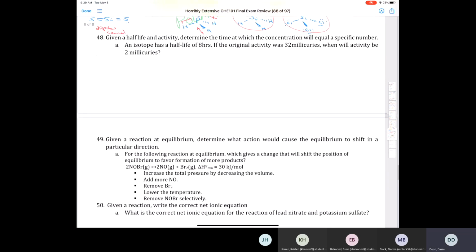The next one deals with half-lives. This is about the second thing that you would see from chapter 9.